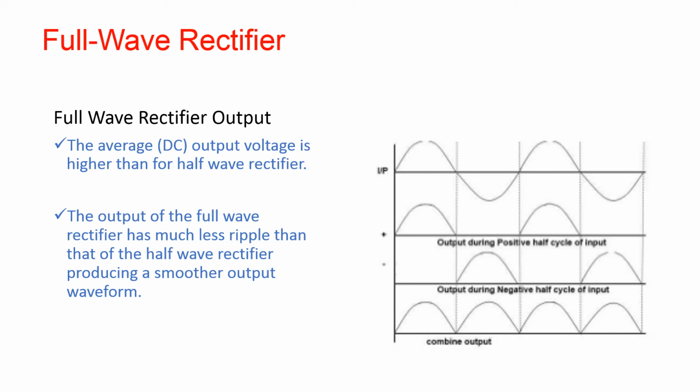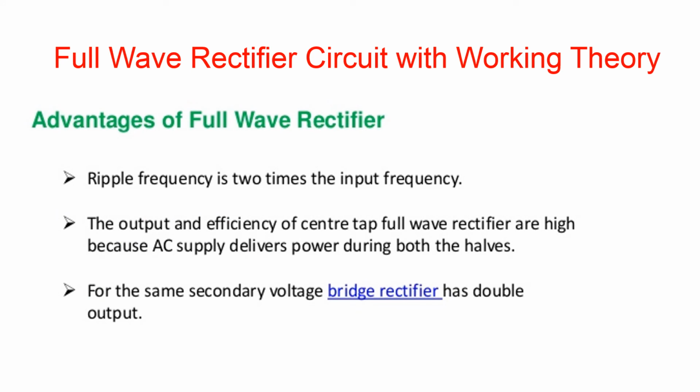The output of a full wave rectifier has much less ripple than that of a half wave rectifier, producing a smoother output waveform. In a half wave rectifier, the ripple factor is more as compared to that of a full wave rectifier. Now, what are the advantages of a full wave rectifier? The ripple frequency is about 2 times the input frequency.